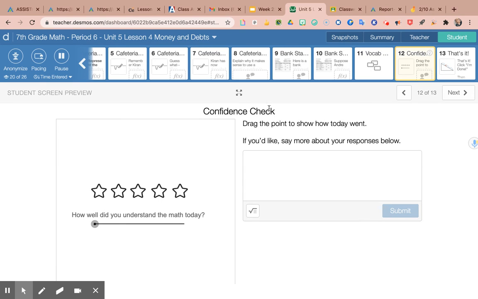Number 12, it says confidence check. Drag the point to show how well today went. So how well did you understand the math? Were you following along? Did you watch the video if you got confused? Did you ask questions in class? So as much as I want to teach you, you really have to take ownership and responsibility for your own learning. All I can do is help. So how well did you understand the math?